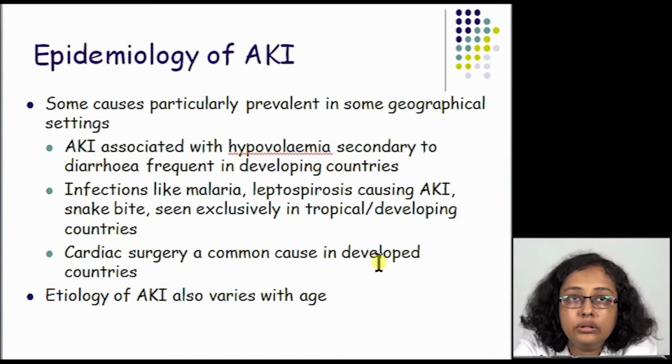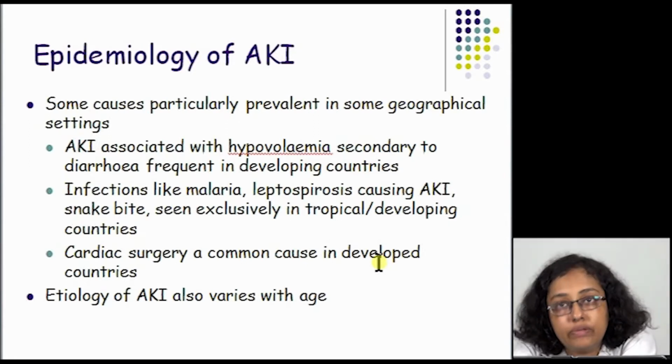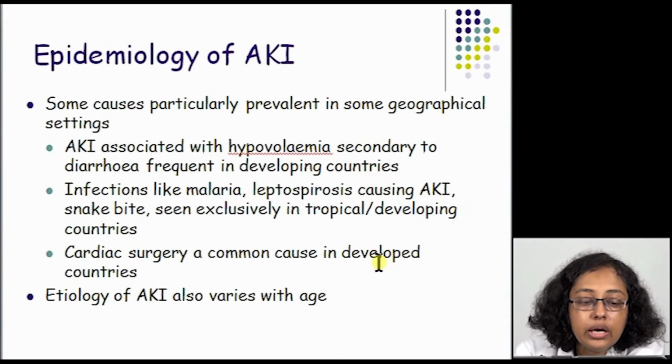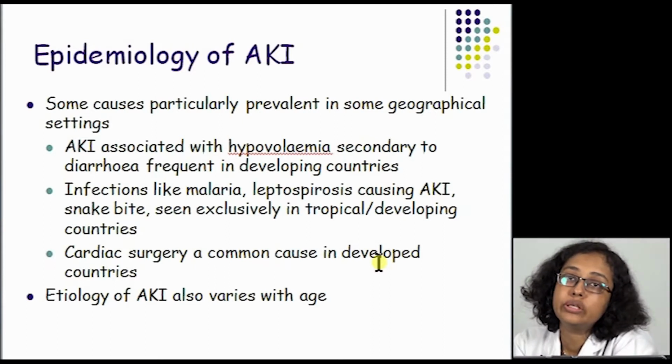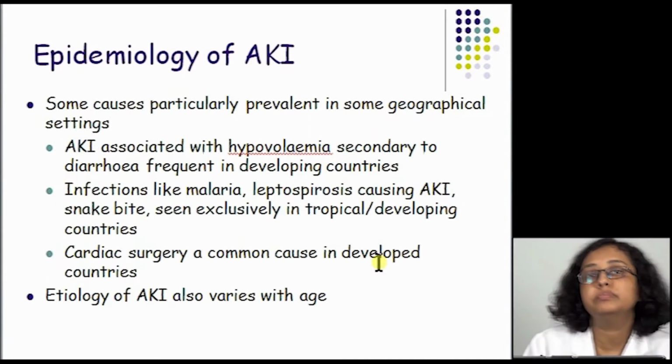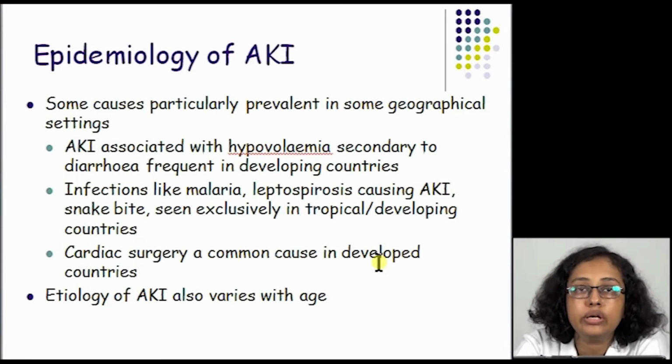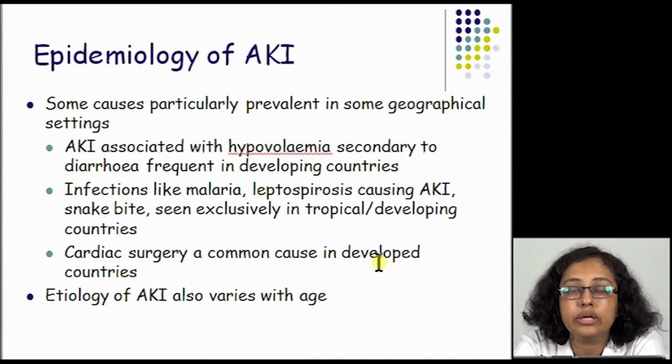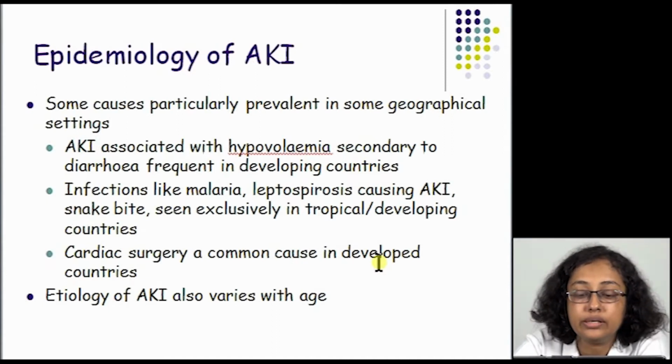On the other hand, hospital-acquired kidney injury because of cardiac surgery is more common in developed countries and tertiary hospitals where these facilities are available. Etiology of acute kidney injury also varies with age. Newborns may have a completely different pattern of causes of acute renal failure, while the etiologies vary again in elderly patients.